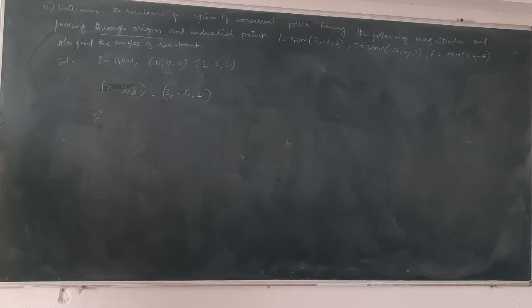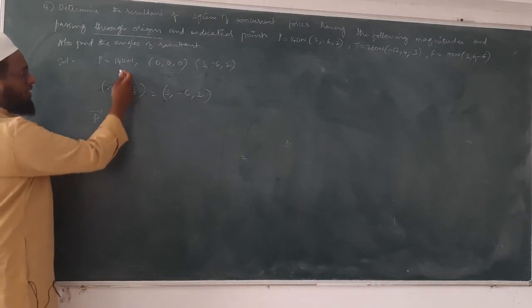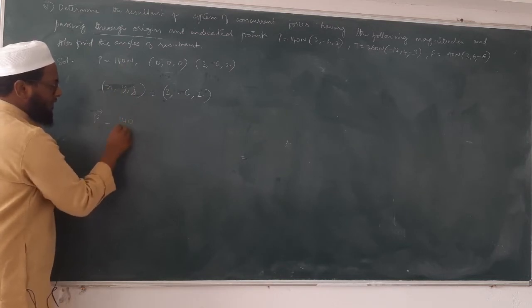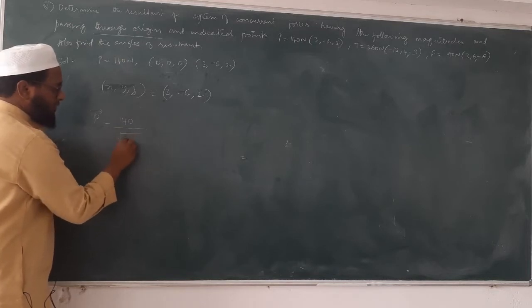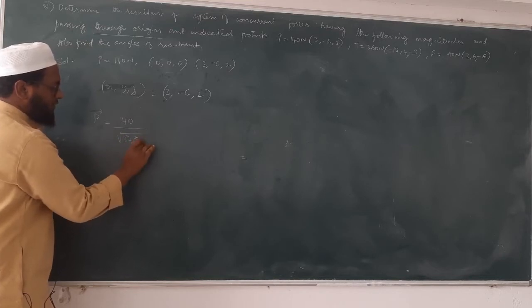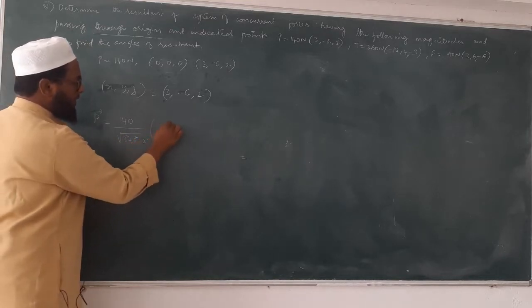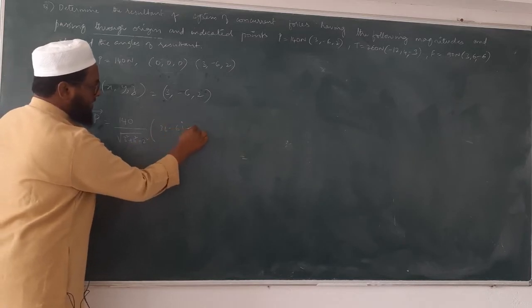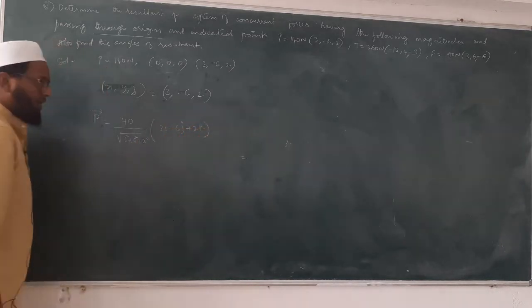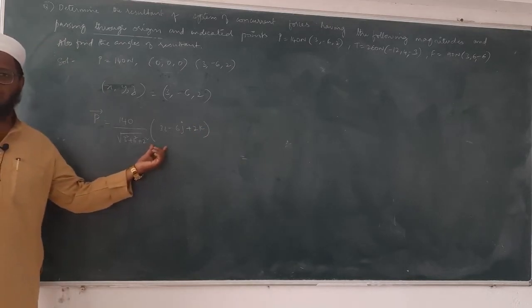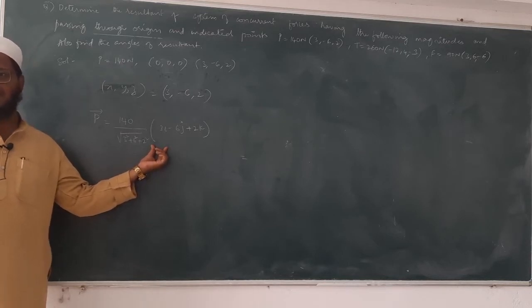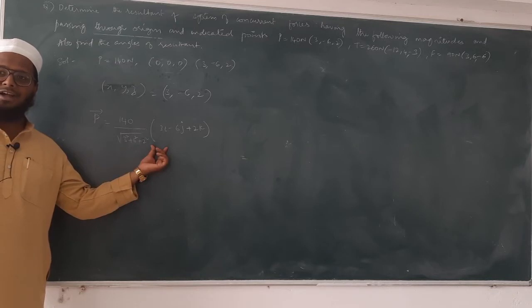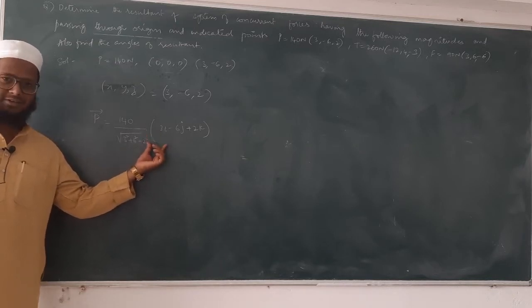How to form that one? See here. First is 140 by under root 3 square plus 6 square plus 2 square into 3i minus 6j plus 2k. Everyone understood how we got this one? We have done this one, right? If you turn back and see, we have done the same thing in the previous class. That is why I told you, come to the next class practicing to the upcoming class.